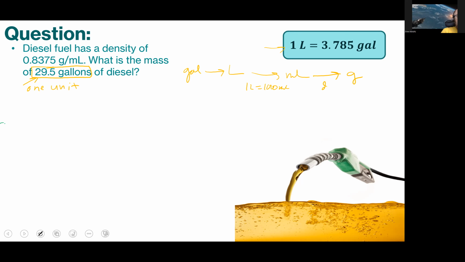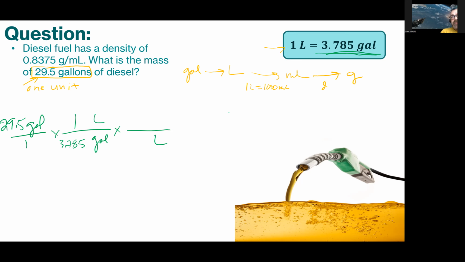All right, let's put this to use. Gallons, 29.5 gallons. Gallons to liters we were given. We want gallons to cancel, so gallons is going to go on the bottom, liters on the top. The number goes with the gallons, so that's 3.785 gallons is 1 liter. Then we want liters to cancel and give us milliliters, so we'll set it up like that. 1 liter is 1,000 milliliters. And then the next thing is milliliters to grams.